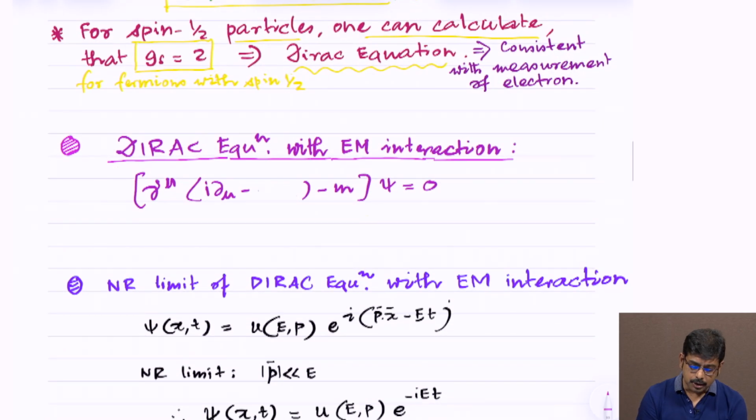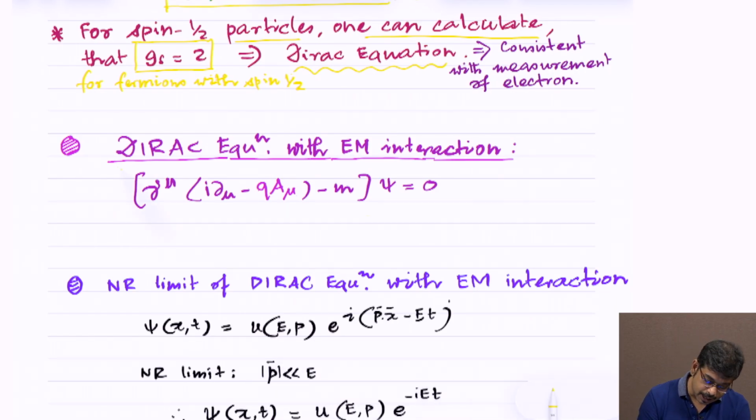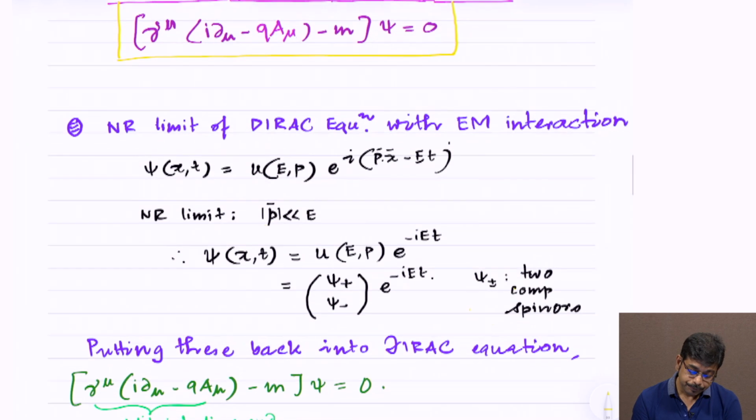Okay. So, let us write the Dirac equation with electromagnetic interaction. That will be what? Gamma mu i del mu. Now, there will be an additional piece which will be proportional to the charge q of the particle and the photon field A mu, minus m, acting on psi, equal to 0. So, this is basically your Dirac equation when it talks to electromagnetic interaction, or the photon.